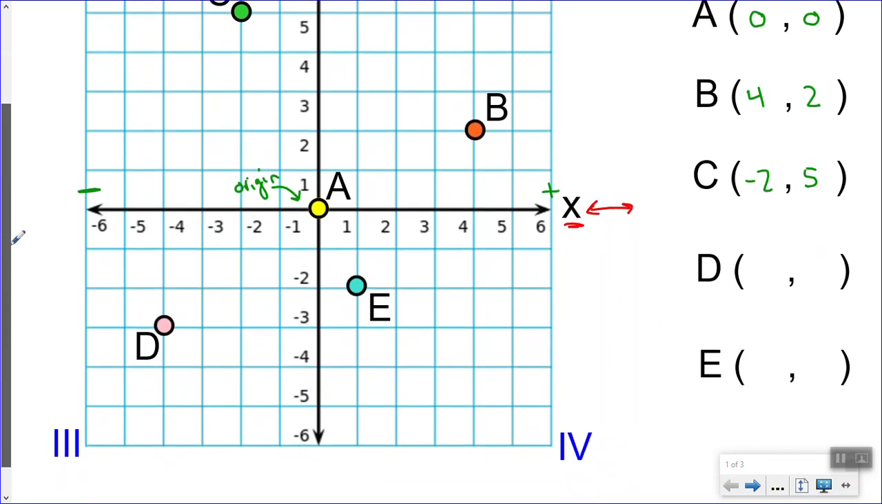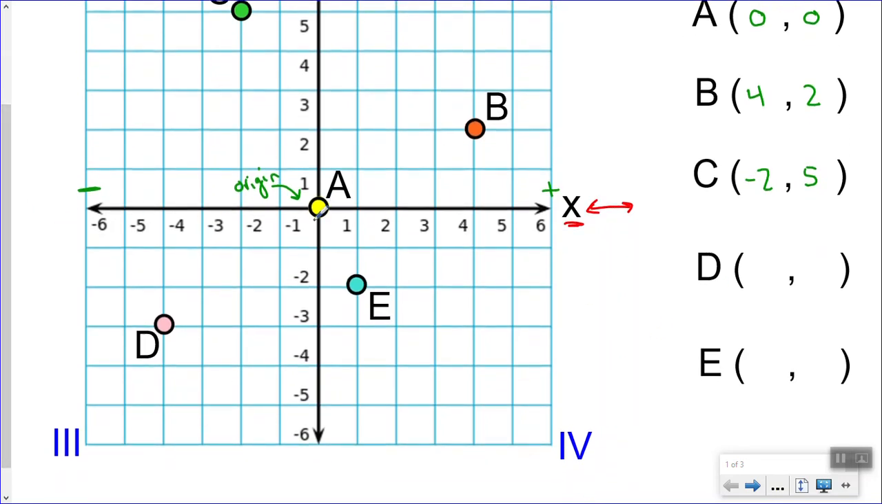Next, we'll try D. Again, we start back at the origin. We're always going to start at this point in the center. To get to D, now I have to move left, and since I have negative numbers on the left side of my number line, my x-coordinate is going to be negative. So I move left 1, 2, 3, 4 units. Then I go down 1, 2, 3. So I'm at negative 3 for my y-coordinate.